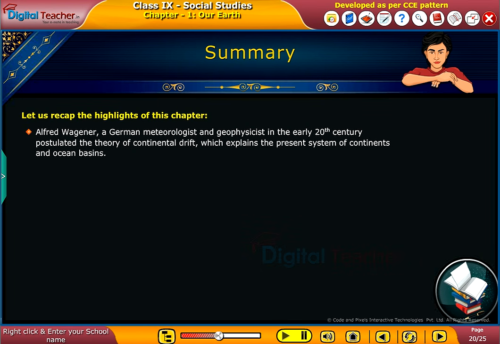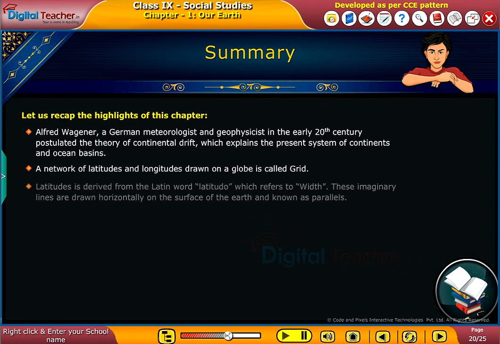Alfred Wegener, a German meteorologist and geophysicist in the early 20th century, postulated the theory of continental drift, which explains the present system of continents and ocean basins. A network of latitudes and longitudes drawn on a globe is called a grid.